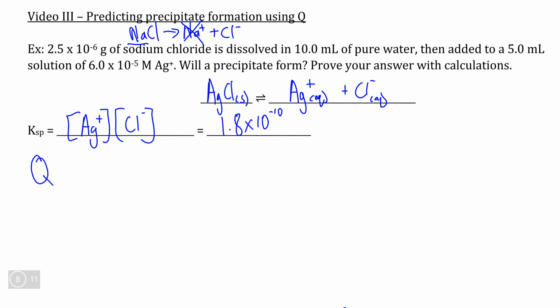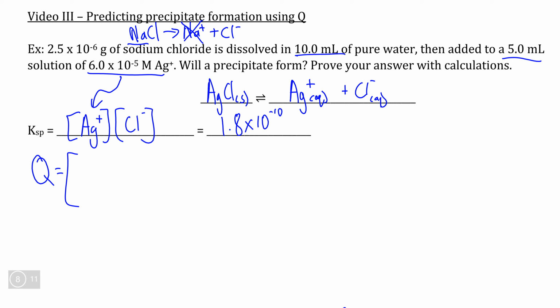So let's go ahead and do our Q calculations. A lot of people may make the simple mistake of taking the Ag+ concentration that we have here, forgetting that we actually mix two different solutions together, meaning that the volume of our solution is going to change, and therefore our concentration is going to be a little bit lower.